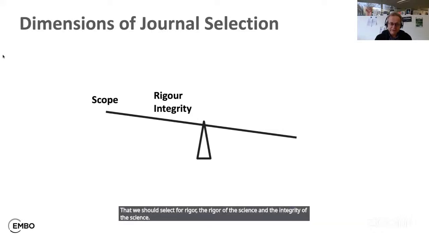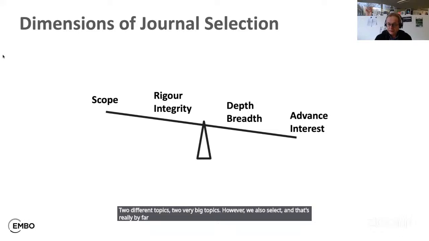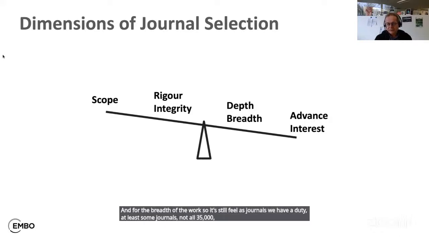Two different topics, two very big topics. However, we also select, and that's really by far the biggest selection criterion ultimately, for what we call the depth of the research, and that's particularly for EMBO Journal, where we're really trying to have well-developed papers that go into mechanistic depth, and for the breadth of the work. So we still feel as journals we have a duty, at least some journals, not all 35,000, but some journals have a duty to cross-fertilize knowledge, basically.